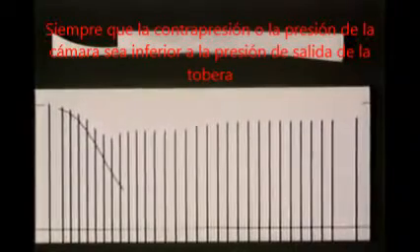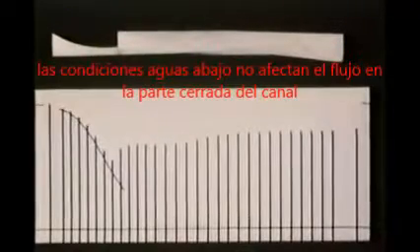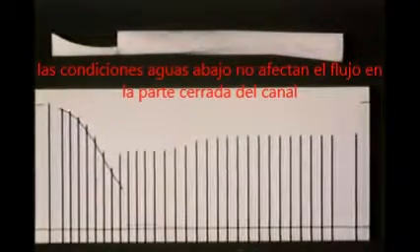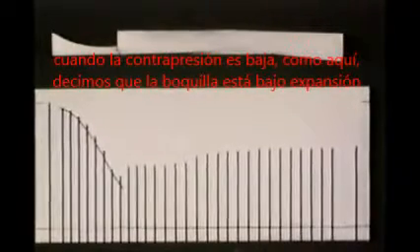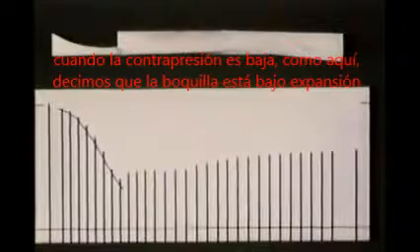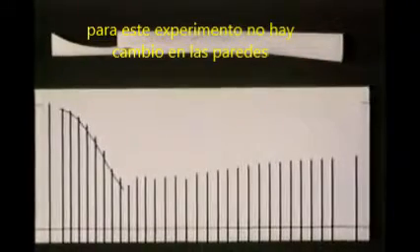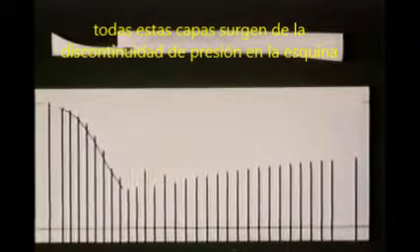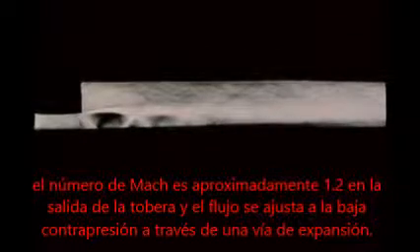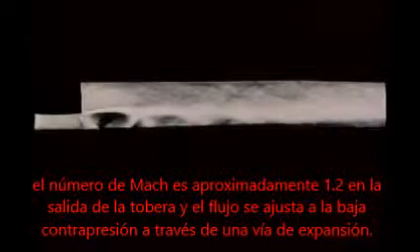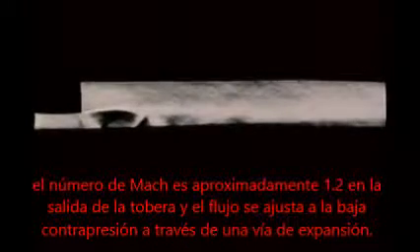As long as the back pressure or chamber pressure is lower than the nozzle exit pressure, downstream conditions do not affect the flow in the closed part of the channel. When the back pressure is low, as it is here, we say that the nozzle is underexpanded. For this experiment, there is no tape on the walls. All of these waves arise from the pressure discontinuity at the corner. The Mach number is about 1.2 at the nozzle exit, and the flow is adjusting itself to low back pressure through an expansion wave.